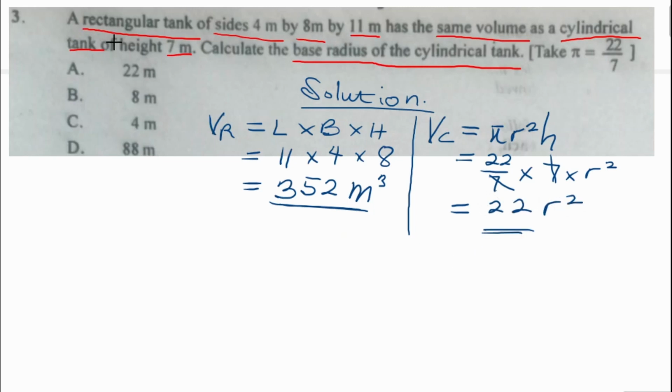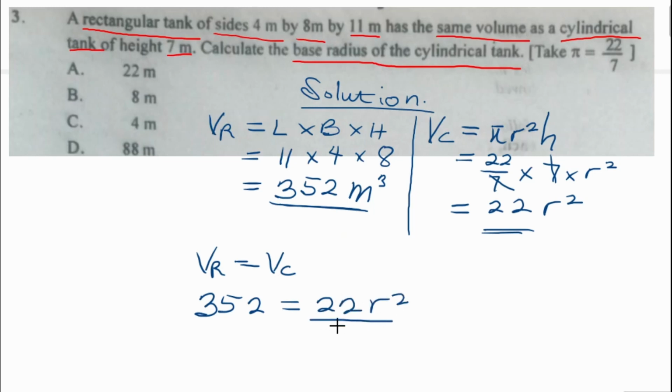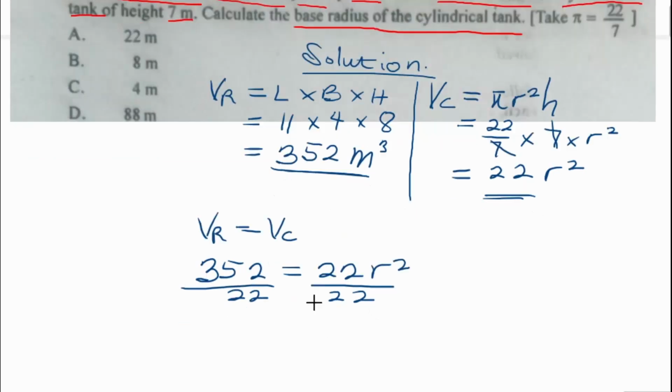And now the question says that the rectangular tank has the same volume as the cylindrical tank. And same means they are equal, right? So that means that V subscript R will be equal to V subscript C. Then we solve for r. That simply means 352 should be equal to 22 r squared. We're solving for r, so we divide both sides by 22. And 22 cancels out 22.